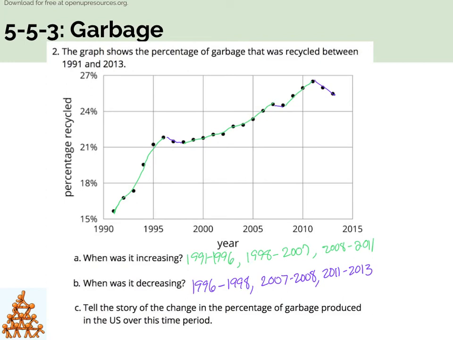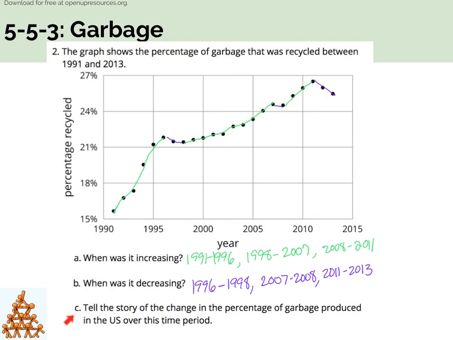I've color-coded on here again and drew some lines on the graph. So if you want to use some colored pencils, do that on yours. That would be a good idea. When was this graph increasing? From 1991 to 1996, right along this line. And then it was increasing again from 1998 to 2007. Then it was increasing again from 2008 to 2011. When was it decreasing? From 1996 to 1998, from 2007 to 2008, and from 2011 to 2013.